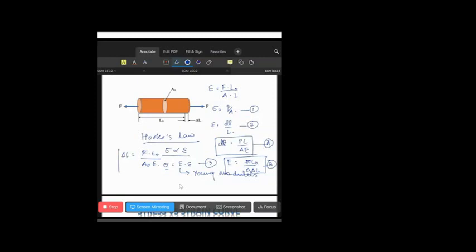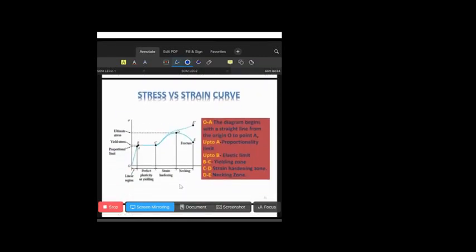So E is nothing but your material property. If it is known to you, let's say for mild steel, E will be something different. For cast iron, E will be something different. If you know the E value, if the E value is given in the problem, you can always calculate how much deformation will be there due to application of force. Okay, are you getting my point? And this is one of the reasons why we will always take strain on x-axis and stress on y-axis. Okay. So in the last class we stopped on this stress strain diagram.